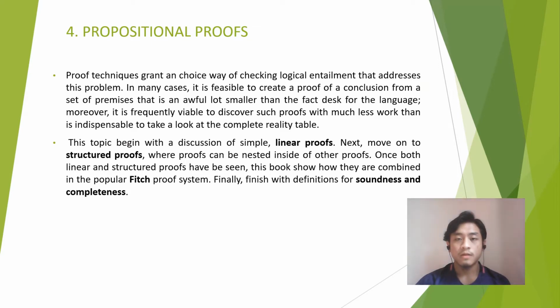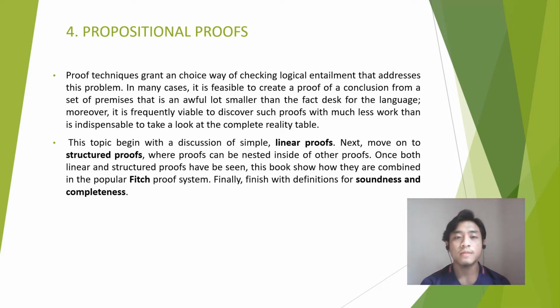The fourth item I get from this book is about propositional proof. Proof technique gives an alternative way of checking logical entailment that addresses this problem. In many cases, it is reasonable to create a proof of a conclusion from a set of premises that is a lot smaller than the full truth table for the language. Moreover, it is frequently possible to discover such a proof with much less work than is necessary to look at the truth table.